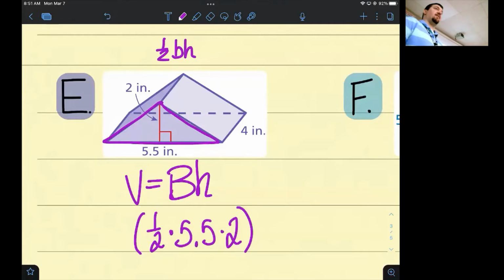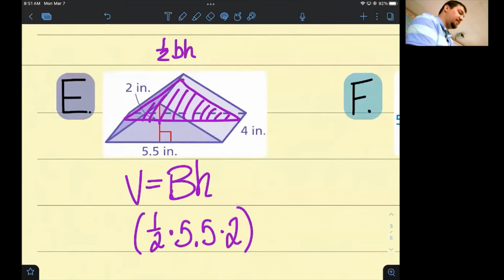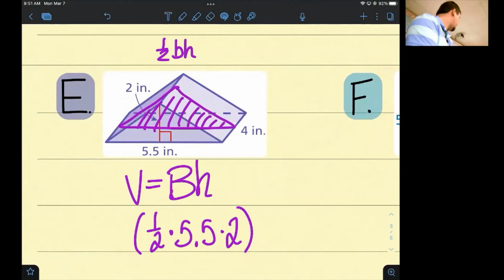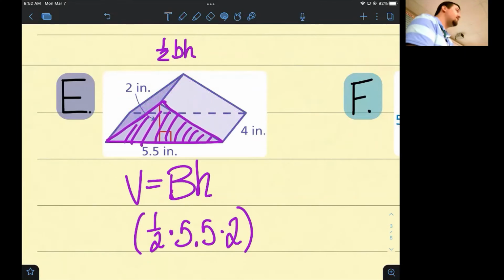I'm missing the height of the prism. And you might be thinking, wait a second, you just said it was 2. The height of the triangle is 2. That's going to help me find my capital B. How far apart are those triangles? From this side to that side, how far apart are they? 4. So I have to multiply by 4, and that's going to be my H. So there's my capital B, and then we'll say right here is my H.